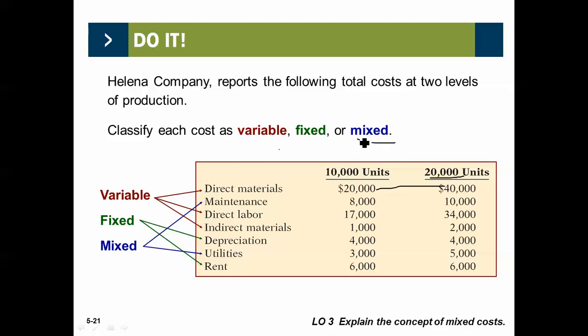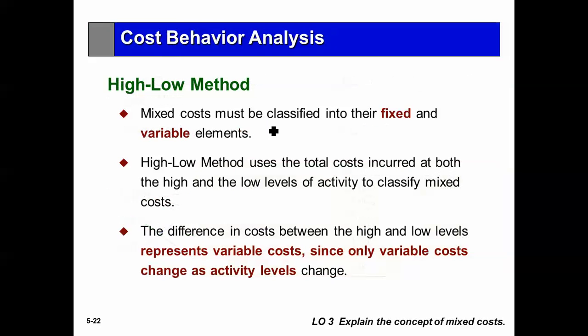Now, we can't deal with the mixed cost. What we have to do is break it out into its fixed and its variable portion. And the way we do that is called the high-low method. That is, mixed costs must be classified into their fixed and variable parts. High-low uses the total cost incurred to classify the mixed costs. The difference between the high and the low represents the variable costs because they are the only ones that change with activity level. Now, this is best done with a demonstration.